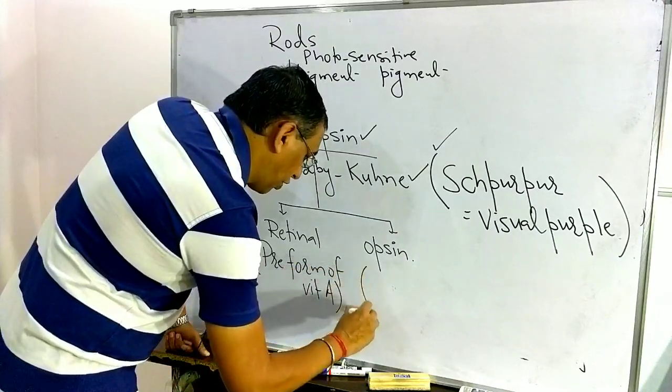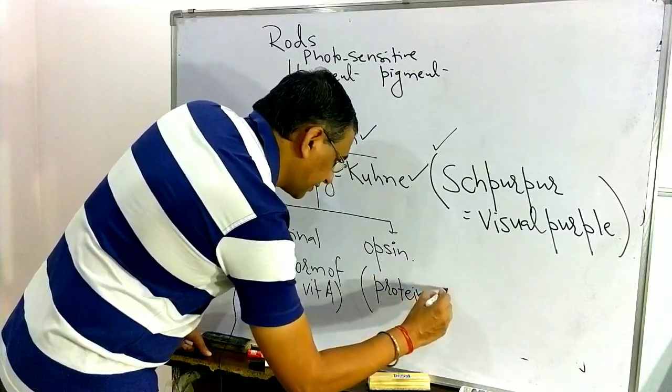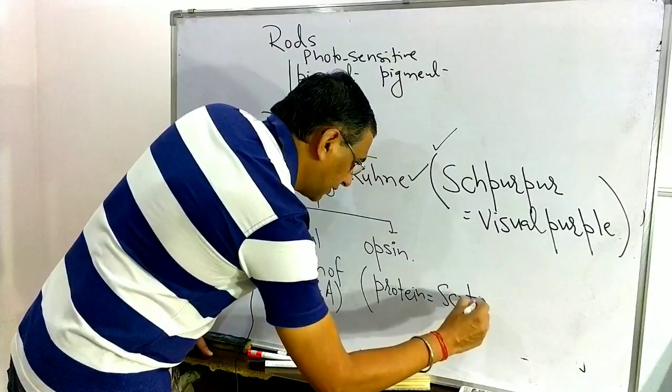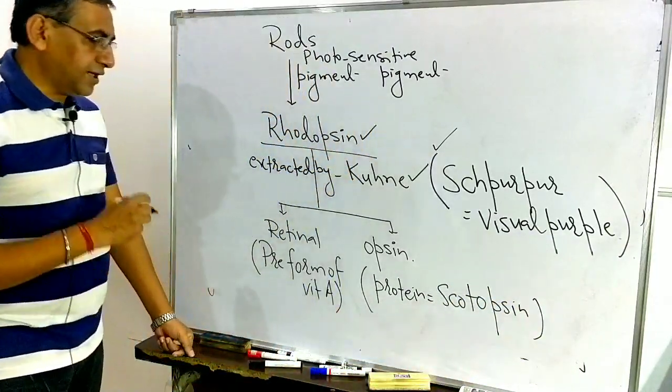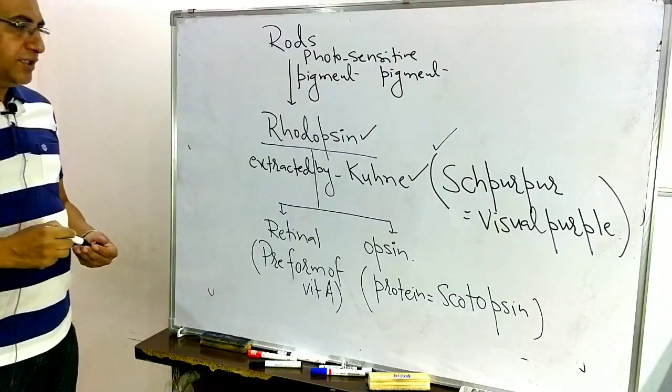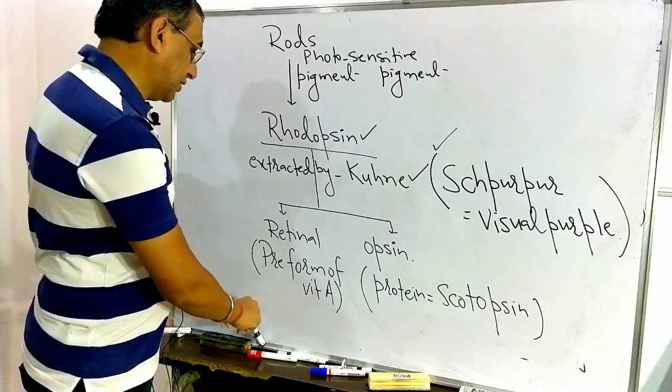And what is opsin? Opsin is a protein, and here it is the scotopsin. So rhodopsin is made up of two components: one that is known as the retinal, and the second one that is known as the opsin.